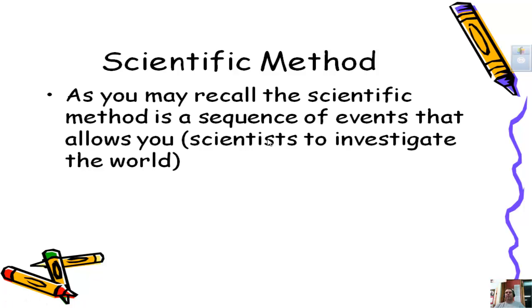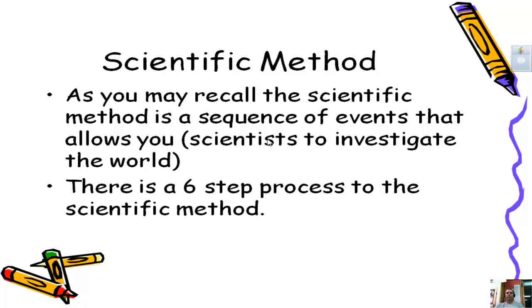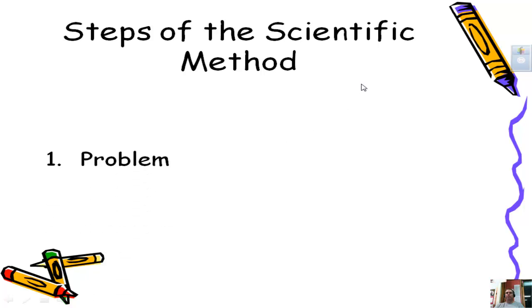The scientific method, as you may recall, is a sequence of events that allows scientists to investigate the world. Of all of the labs that we'll be doing this year, you will be the scientist, using the scientific method to come up with a conclusion at the end of each lab. The scientific method is a 6-step process in solving a practical problem.